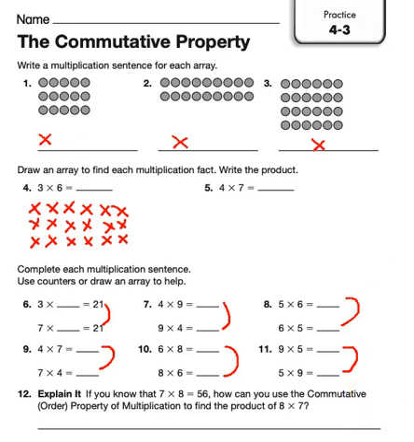Everybody, we're going to go over the practice for 4-3. And again, this is the commutative property. Let's read through the directions. The first directions say, write a multiplication sentence for each array.